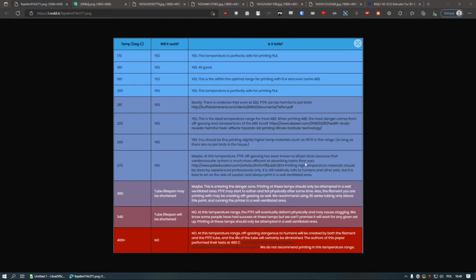Most common PTFE lined heat breaks are not suitable for this. Not only may it cause clogging, but it's also dangerous for your health or your pets.